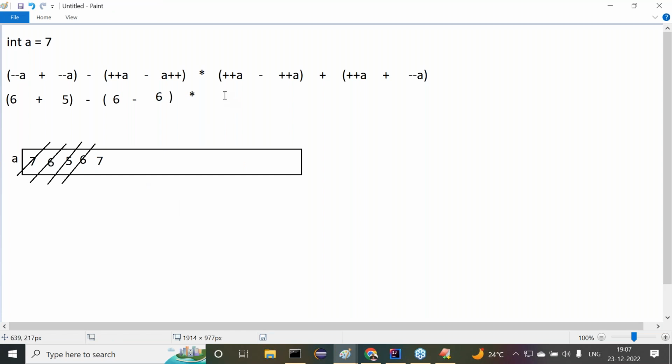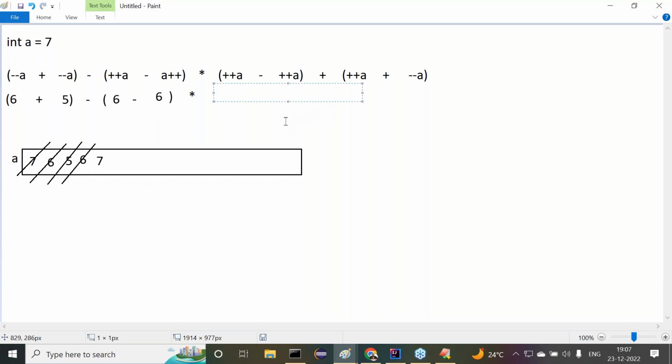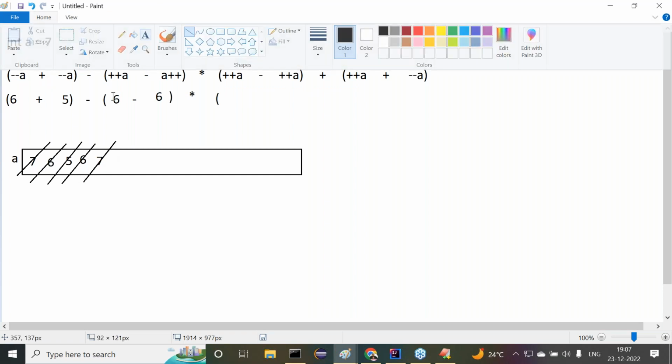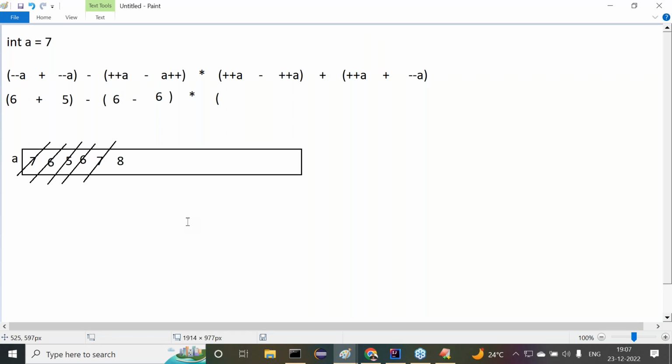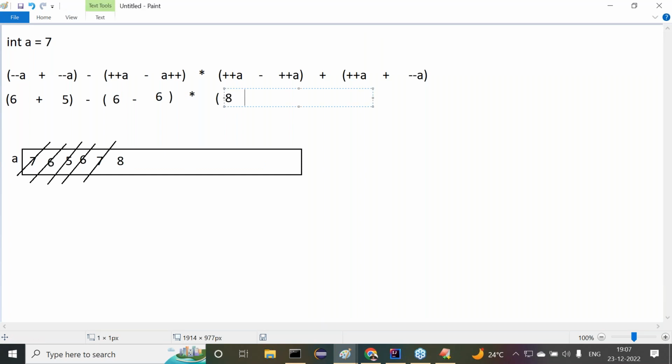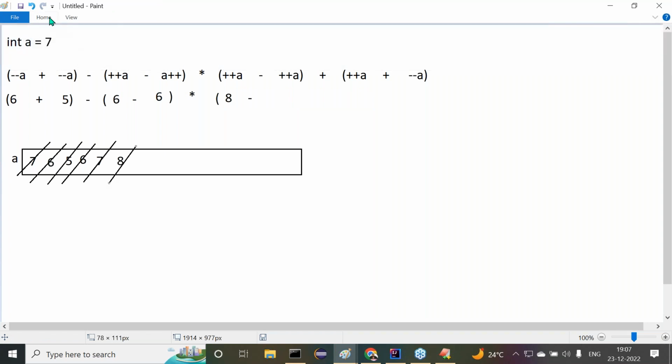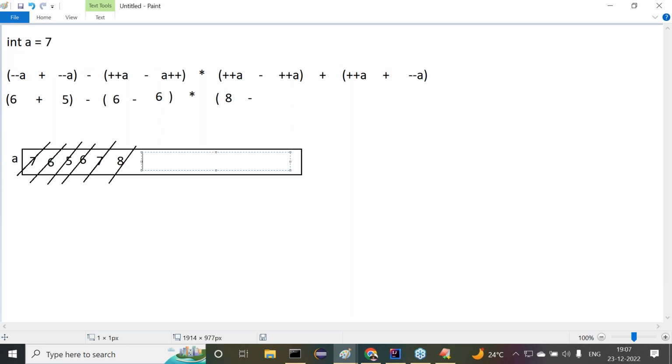Observe carefully. Then after that, again we take parentheses. Now inside this, we have plus plus k. Plus plus k means pre-increment. Now the current value is 7. 7 is incremented by 1. So we get the value 8. 8 will participate in the expression. Minus plus plus k. What is this plus plus k? Again a pre-increment. Now the k value will be incremented by 1, 8 is incremented by 1. We get the value 9. 9 will participate in our expression.